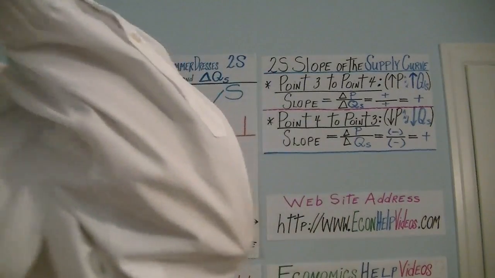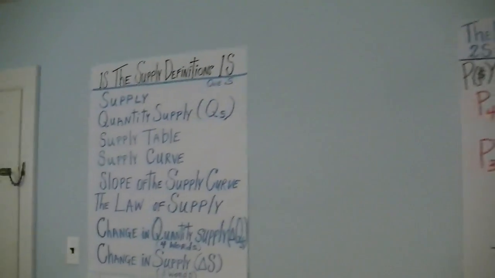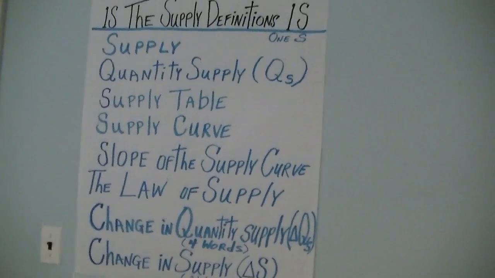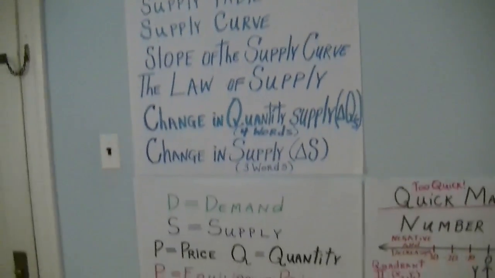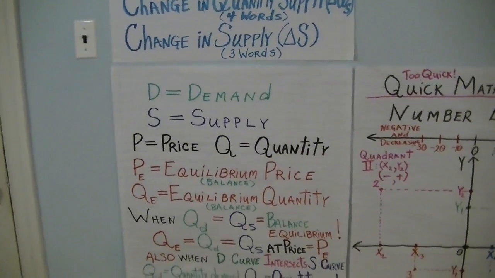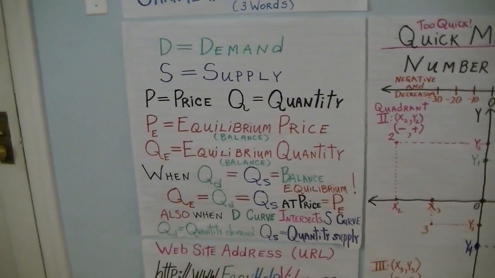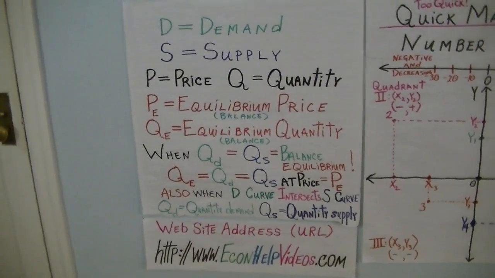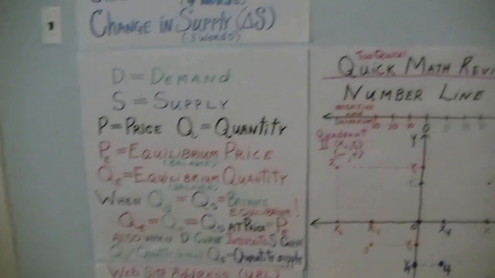Okay, so I'm going to try and see if I can review some things. Last time, in 1S, we did the basic definitions of supply. Once again, here are the symbols that we use all the time in the demand and supply model. We do so many graphs. Oh, look at that. There's the website address. Holy smokes, how'd that get there?